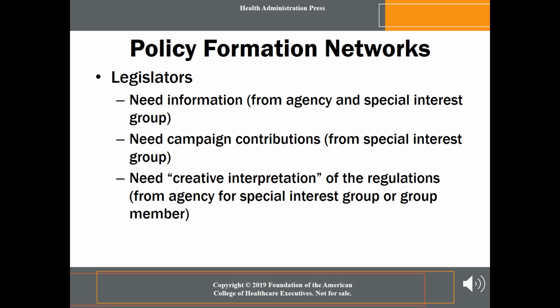In regards to legislators, they need information from these special interest groups as they are typically the experts on their particular areas of interest. They also need donors and campaign contributions, and special interest groups are ready to step up to that challenge. And they also need creative interpretation of the regulations that they work on to see how that is going to impact a particular area that a special interest group may have specific expertise or constituents that may assist with that feedback.